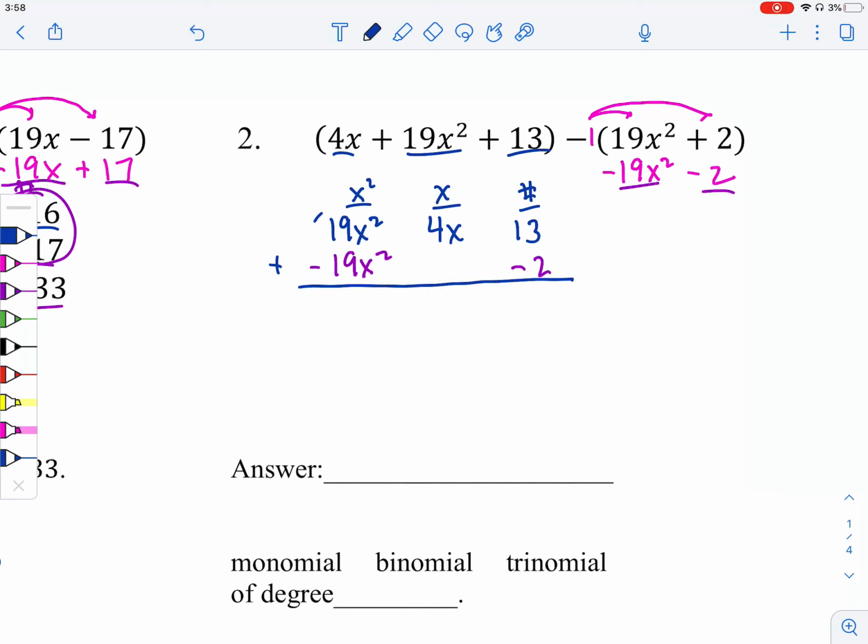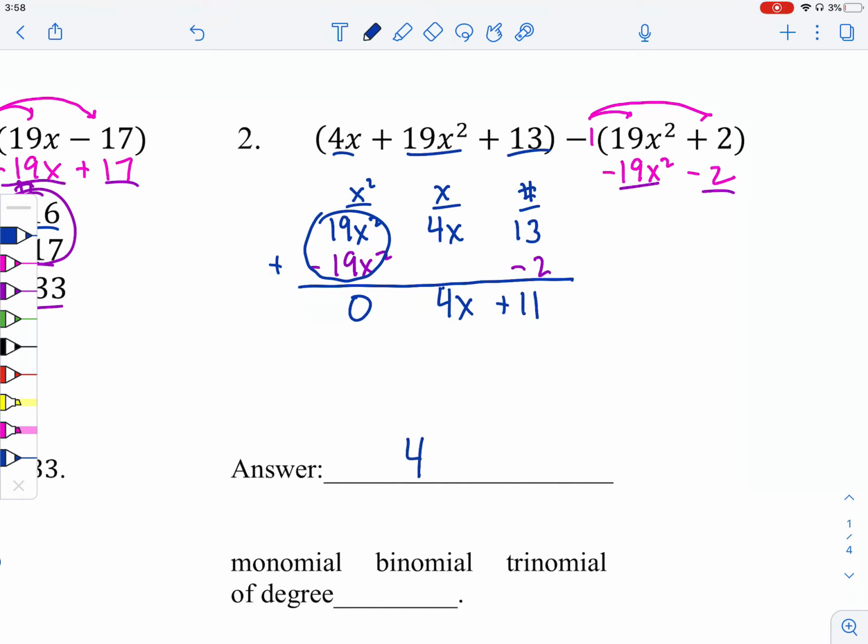So we add vertically. 19x squared minus 19x squared is 0. Cancels out. 4x just comes down. 13 plus negative 2, or 13 minus 2 is 11, right? Positive 11. So that's our new answer right there.